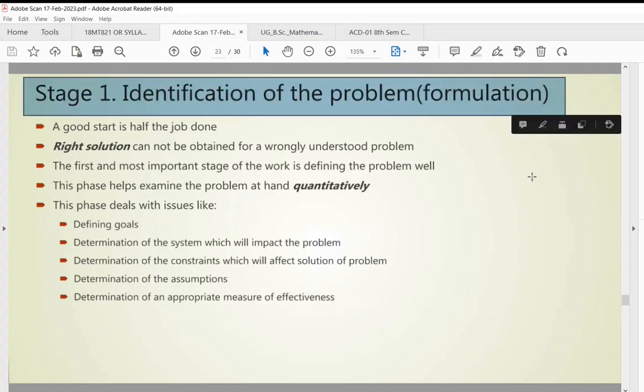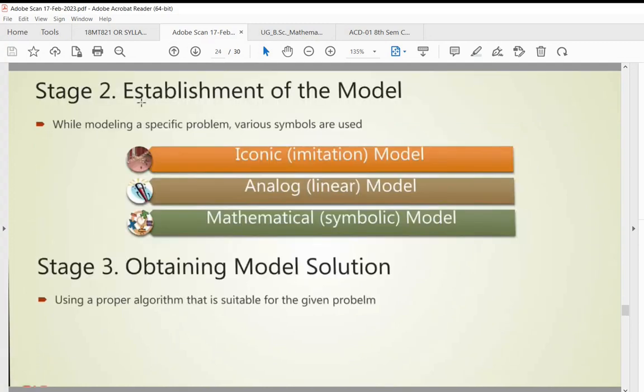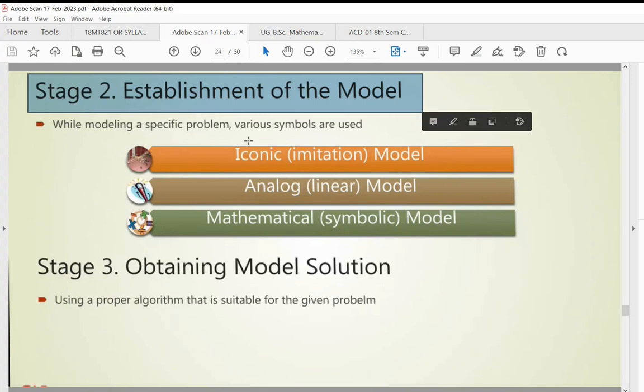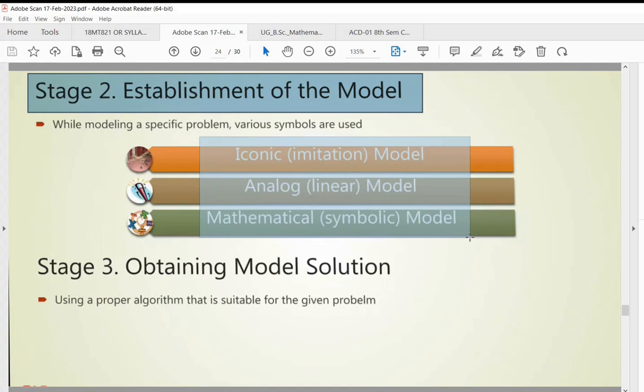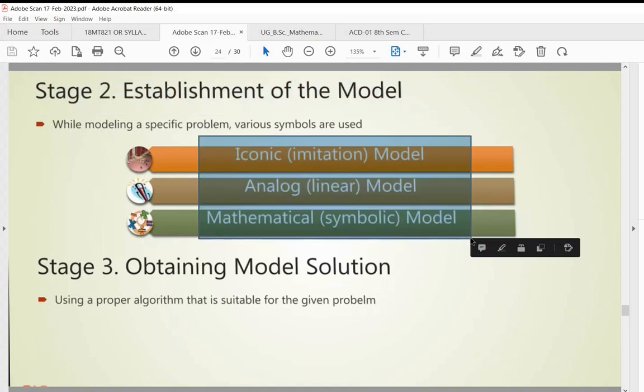The first one is identification of the problem in order to formulate it in a proper way. The second stage is establishment of models. There will be 3 models we define here: iconic model, analog model, then mathematical model. Today we can discuss how many models there are, what the models are, and what method we can adopt in that. Those things we can also discuss in detail.